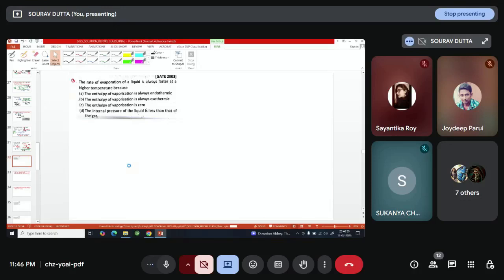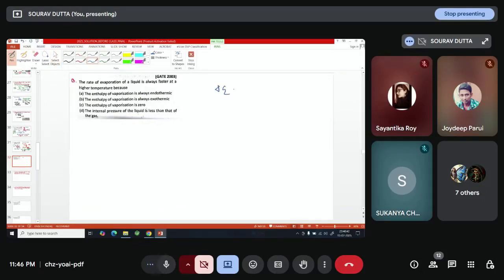Last question from elevation of boiling point. Actually this is not exactly elevation of boiling point, it is about the rate of evaporation. The rate of evaporation of a liquid is always faster at a high temperature because, and then there are some options. This question is basically from thermodynamics.